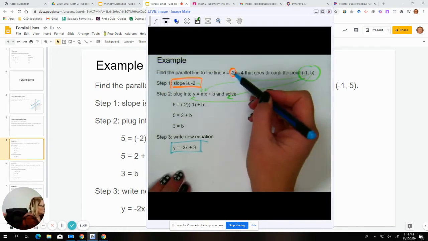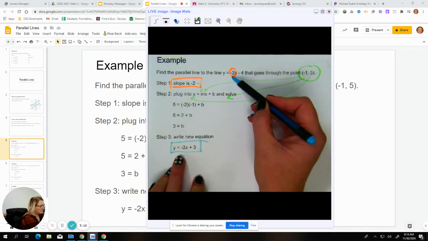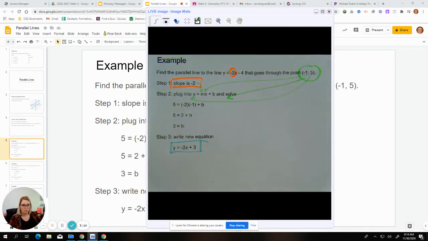Notice that these two lines have different y-intercepts and the same slope. Different y-intercepts, same slope.